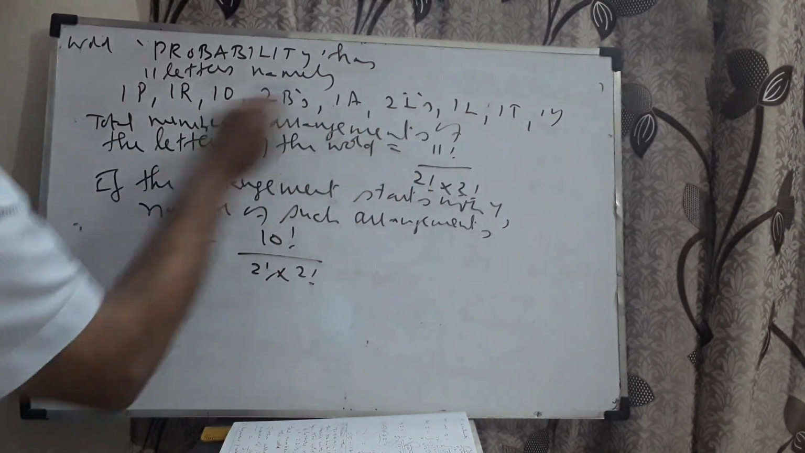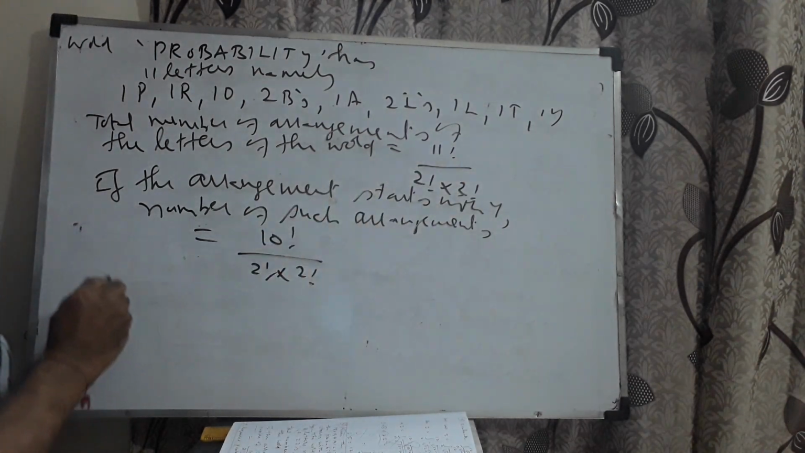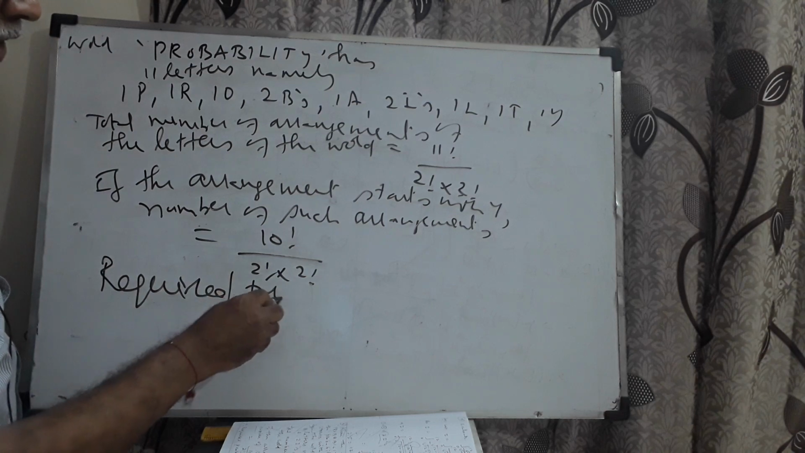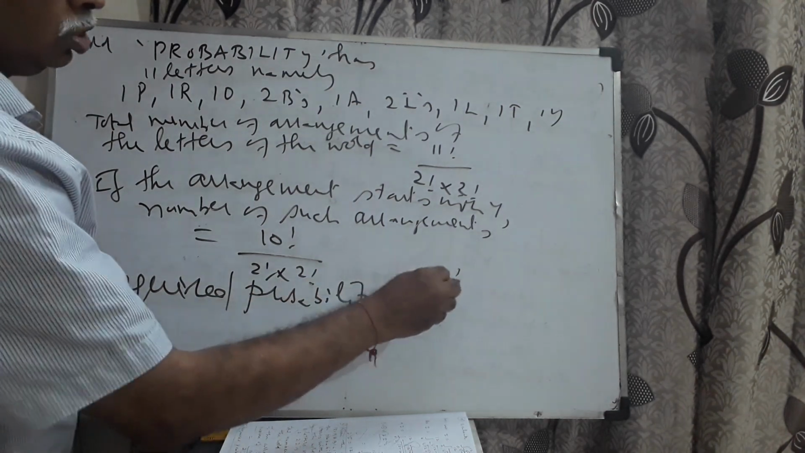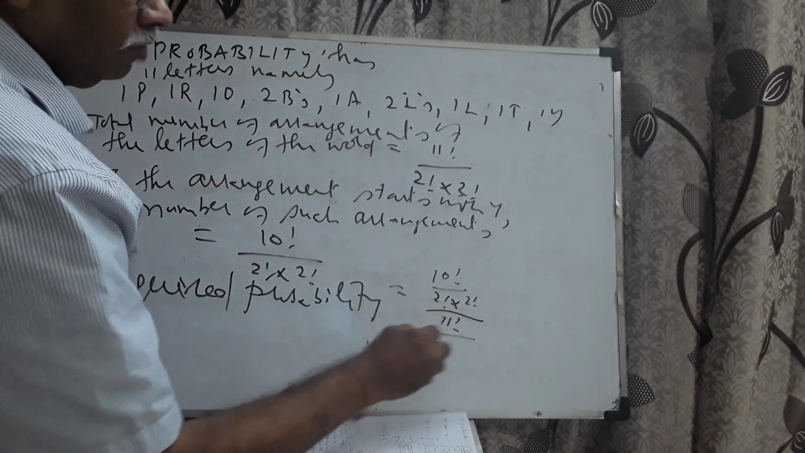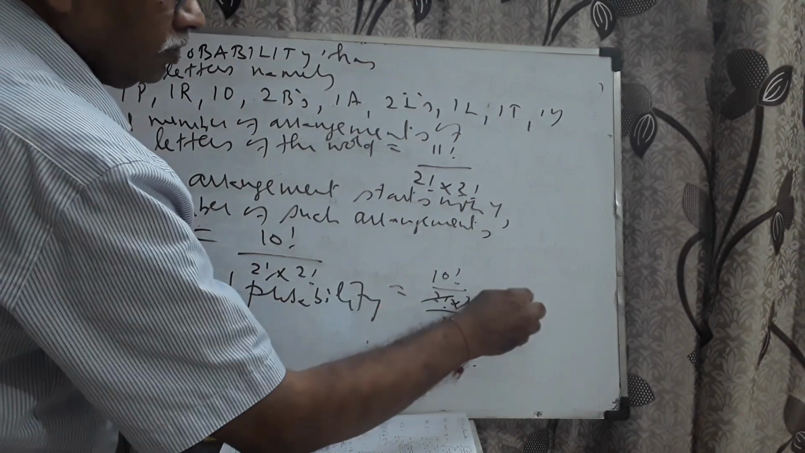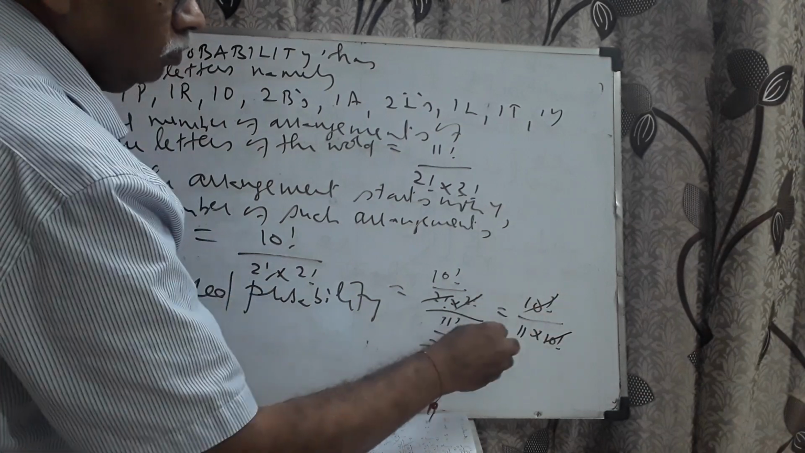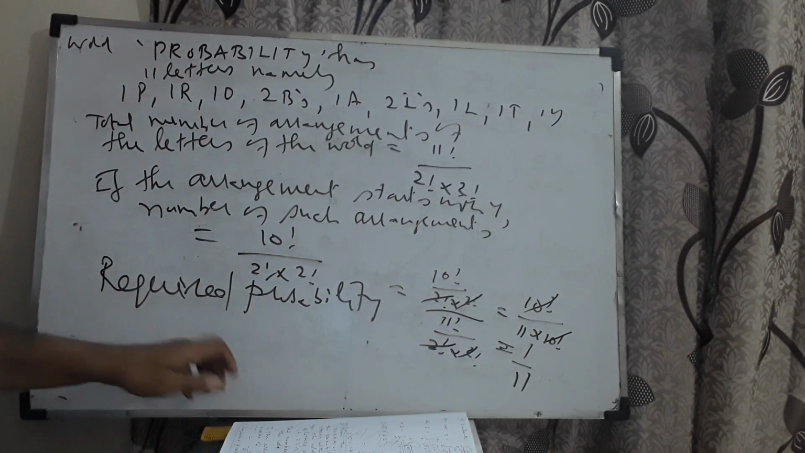Now for the remaining letters, which are 10, whatever repetition is there, the factorial should be written. Now the required probability will be equal to 10 factorial by 2 factorial into 2 factorial divided by 11 factorial by 2 factorial into 2 factorial. This will anyway get cancelled. 10 factorial by 11 into 10 factorial, which will get reduced to 1 by 11 to be the answer.